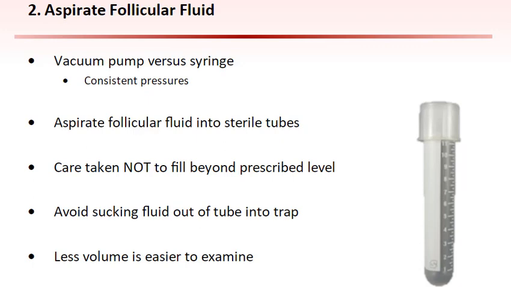Further, it is easier to find oocytes in bloody dishes when the fluid depth is shallow, less volume, rather than deep, more volume. Therefore, some embryologists prefer to limit the amount of follicular fluid aspirated into culture tubes to approximately 5 milliliters less than the tube capacity when there is a risk of aspirating fluid from the culture tube into the vacuum trap. Culture tubes, once filled to the desired level, are delivered to the technician performing oocyte retrieval for examination.